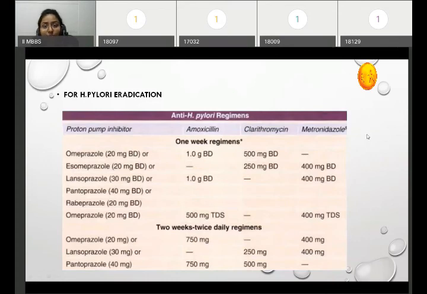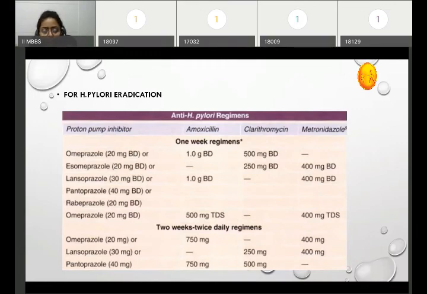Previously it was triple drug regimen and quadruple drug therapy. Now it is given in the form of 1 week and 2 week regimens. The groups of drugs that are added in the regimen include a proton pump inhibitor, then antimicrobials like amoxicillin, clarithromycin, and metronidazole or tinidazole. These are the 3 to 4 drugs that are added in the regimen, and how the drugs have to be taken is given here.